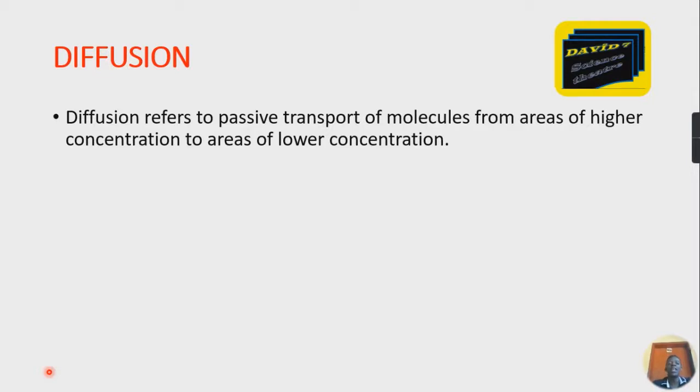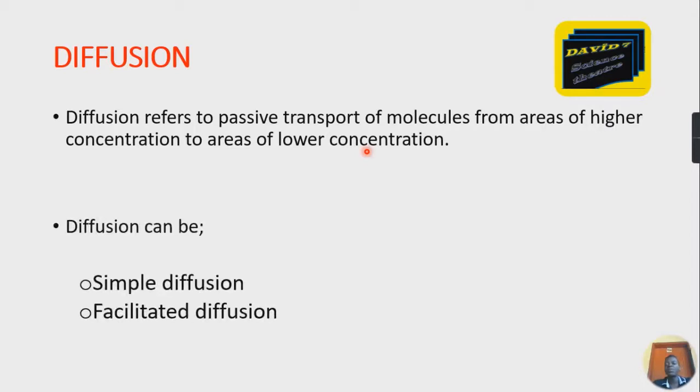We shall be done. Diffusion refers to passive transport of molecules from areas of higher concentration to areas of lower concentration. It is passive, occurring along the concentration gradient from higher to lower concentration. Even osmosis is diffusion, because we have water moving from a region of its high concentration to a region of lower concentration. That is diffusion of a solvent. That is osmosis.